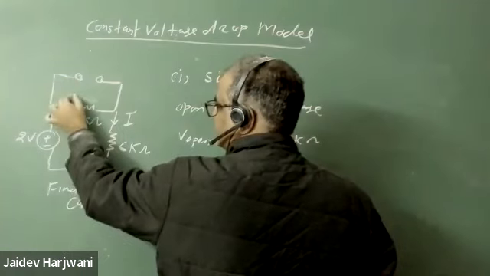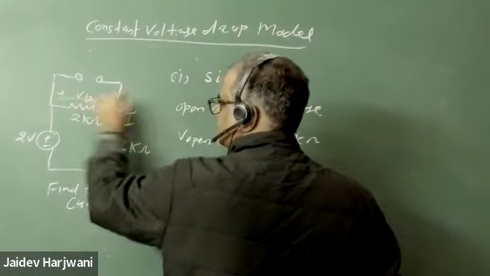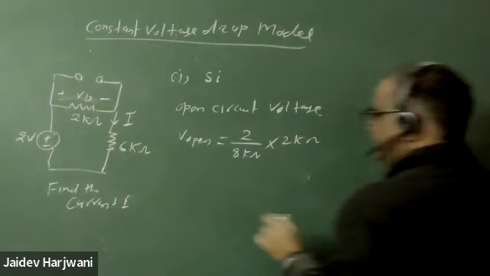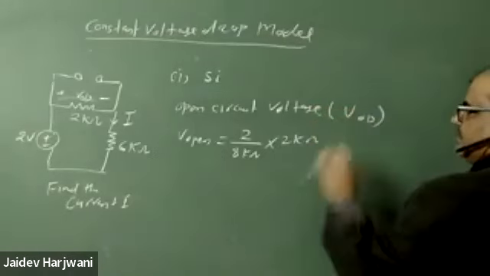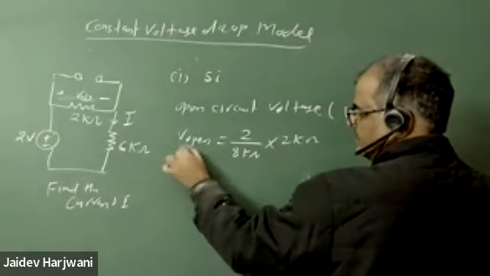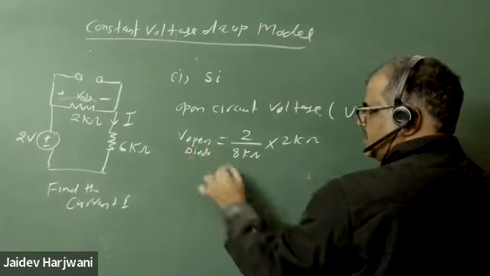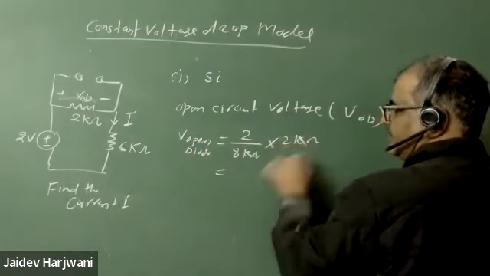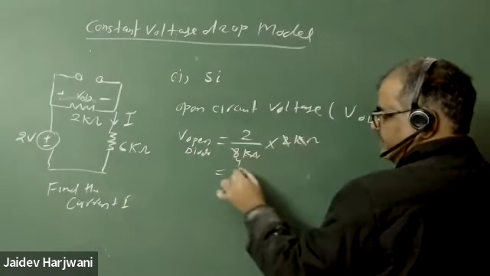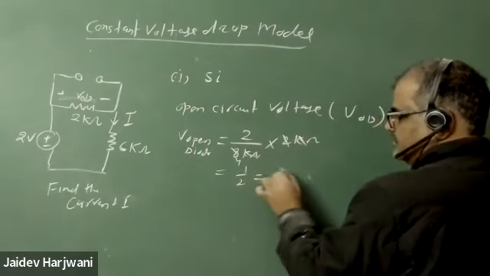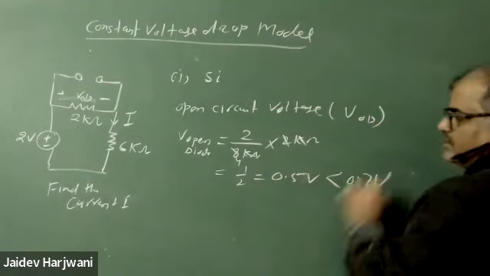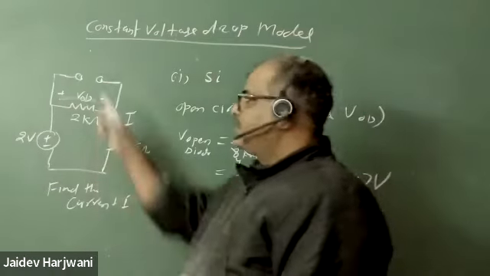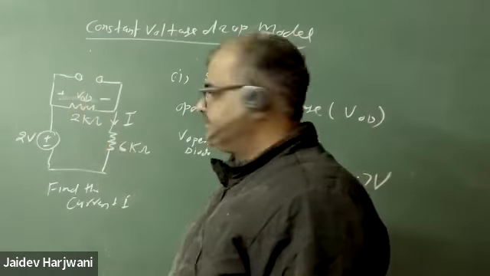Say this is VD, the open circuit diode voltage. The kilo ohm cancels, this becomes 1/4 times 2, so this is 1/2. This is 0.5 volts, which is less than 0.7 volt. So in this case your diode cannot conduct, and it will act as an open circuit.